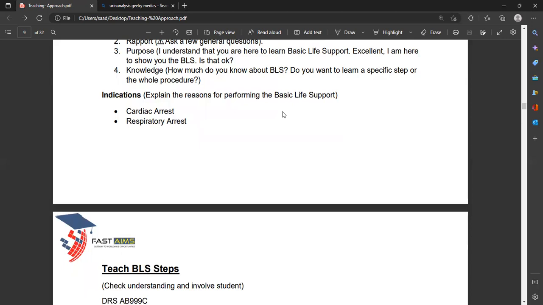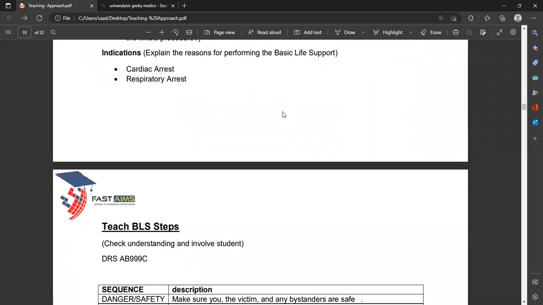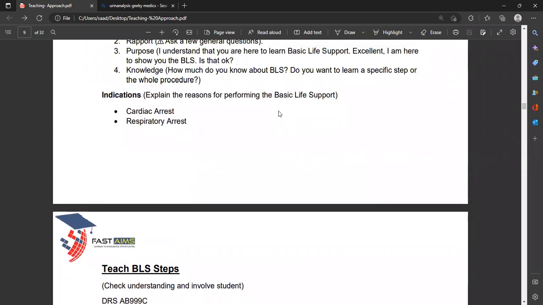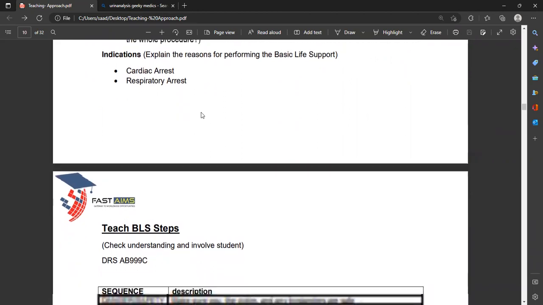In some scenarios, like testicular and groin, it is possible that the student would say, doctor, I just want to learn testicular, or I just want to learn groin. Other than that, in all the other scenarios, they would say, doctor, I do not know anything about it, teach me everything. So it's just to check the understanding of the student. You will state that there are certain indications like cardiac arrest and respiratory arrest, when we perform the basic life support. You are in emergency, we will show you practically when we perform BLS. For now, there will be a dummy, and you will be performing on that dummy.